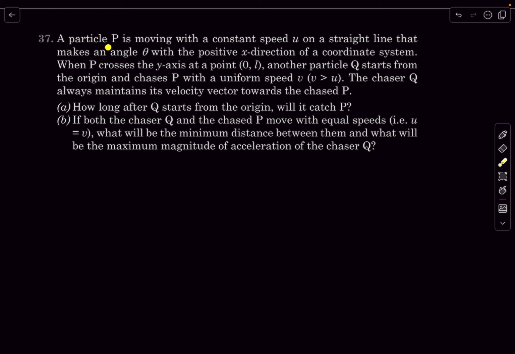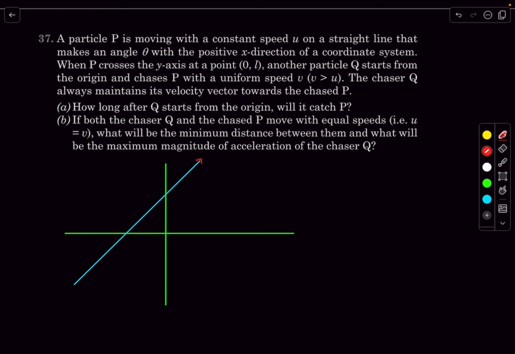So we have a particle P that is moving with a constant speed of u on a straight line that makes an angle of theta with the positive x direction of a coordinate system. When this particle crosses the y-axis at the point (0, L), the particle P moves with a constant speed along a straight line and cuts the y-axis at (0, L). So the trajectory will look something like this, and it moves with a speed of u and makes an angle of theta with the horizontal.